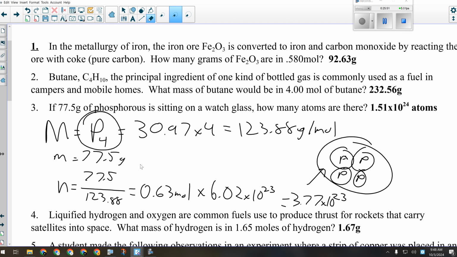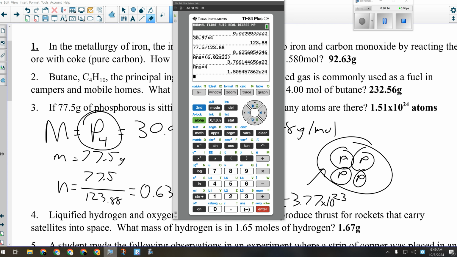Wait, why did you times it by 4, just to divide it by 4? We didn't divide it by 4. We multiplied it by 4 again. How did we get the final part? We got the 3.77 times 10 to the 23. Was that the final answer? No, that's not the final answer. That's the number of molecules of phosphorus. Then I multiplied that number by 4 again in my calculator to get the number of atoms in there.